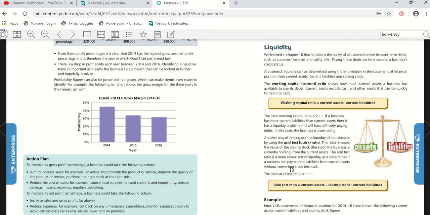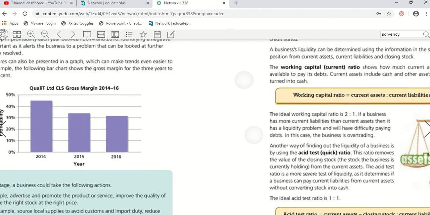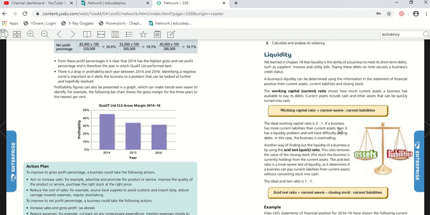Because the closing stock is taken out, the norm or the best figure to compare to is a ratio of 1:1. So for every €1 that you owe in liabilities, you have €1 to pay it back. They match, and that's good. Whereas on the working capital ratio, you should have €2 available for every €1 that you owe, because this includes your closing stock. So the norm or the ideal, as they call it here, is bigger.